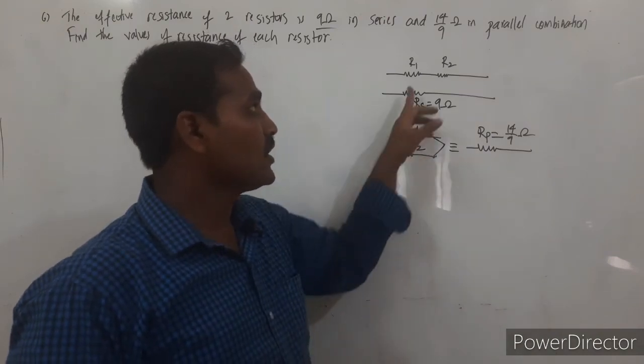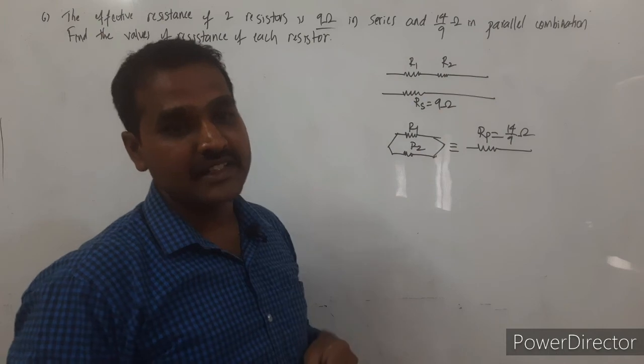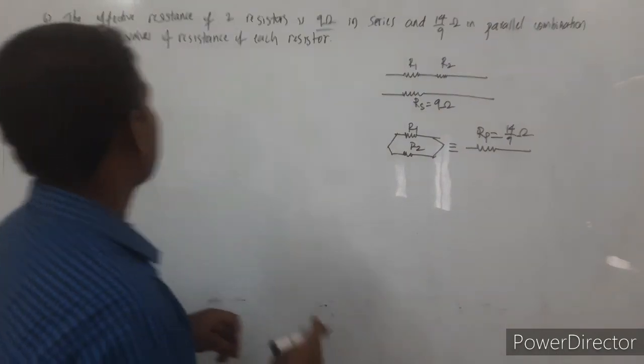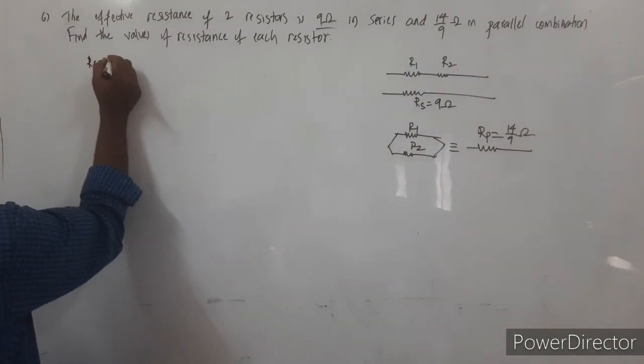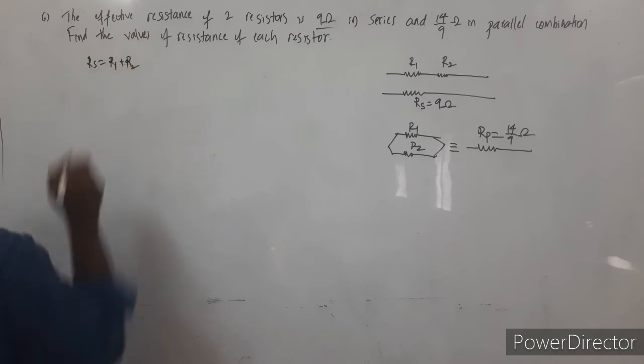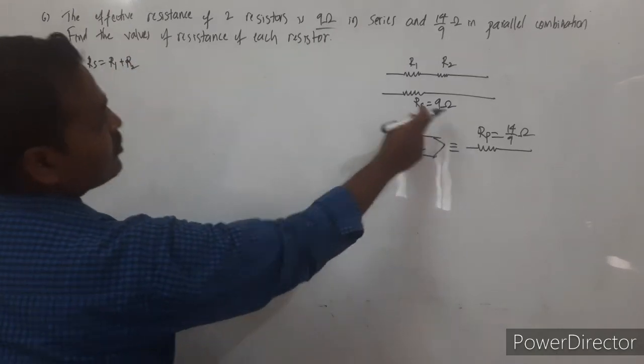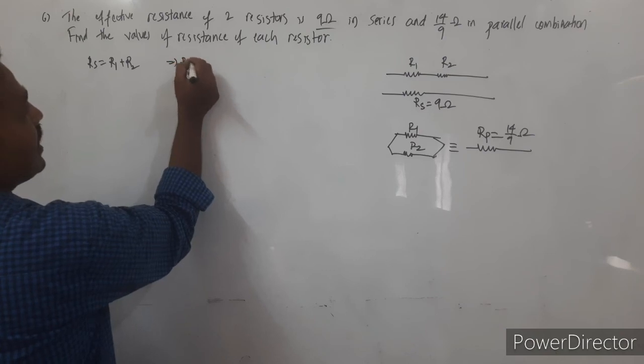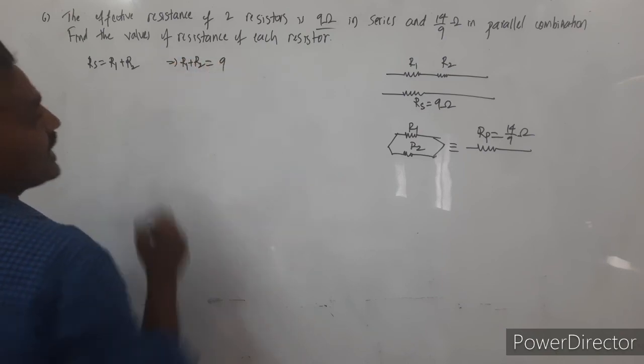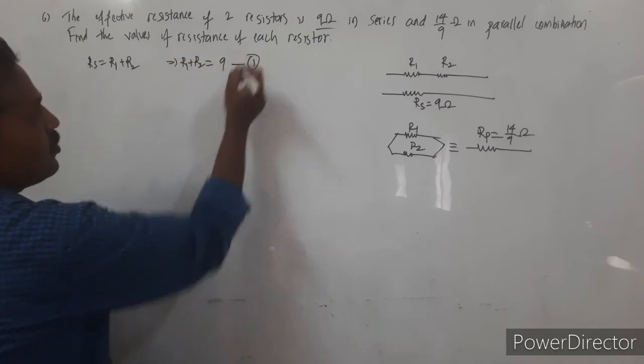So we know when two resistors are connected in series, the effective resistance is given by Rs is equal to R1 plus R2. They have given Rs is equal to 9 ohm. This implies R1 plus R2 is equal to 9. Let this be equation number 1.